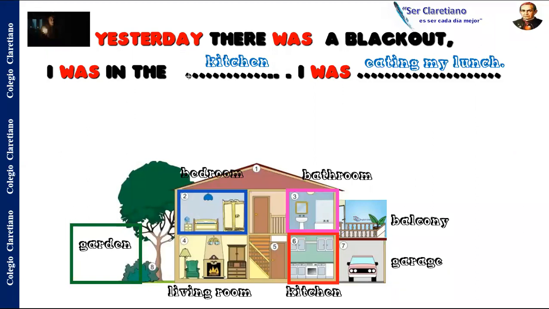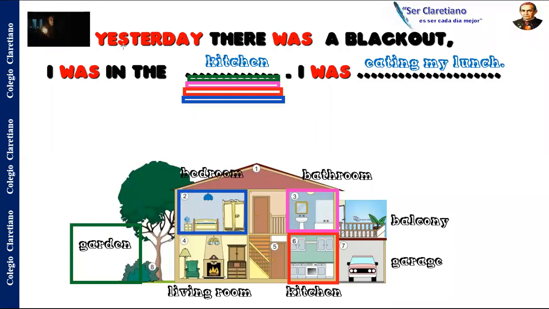First mention, please. First talk about the place, the place, kitchen or garden or living room. And then you talk about the action. Okay?